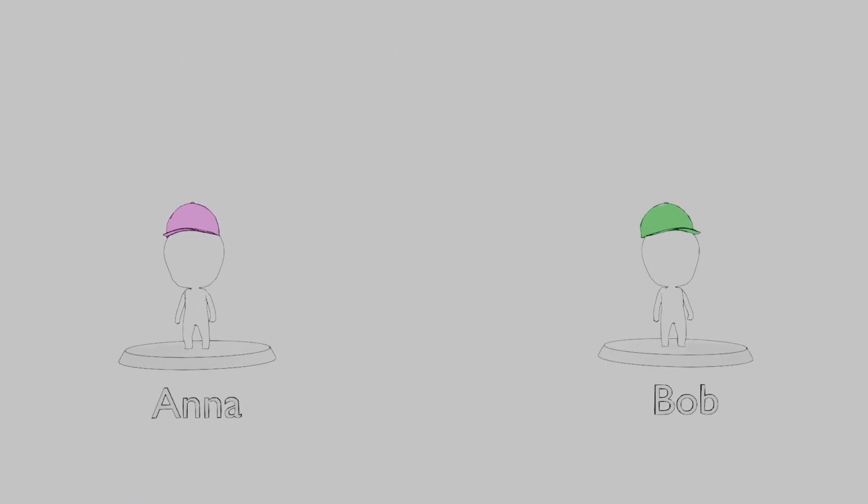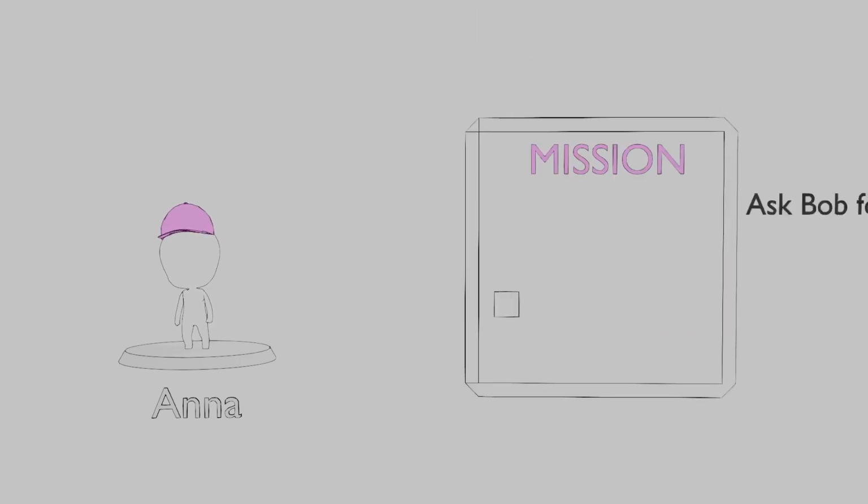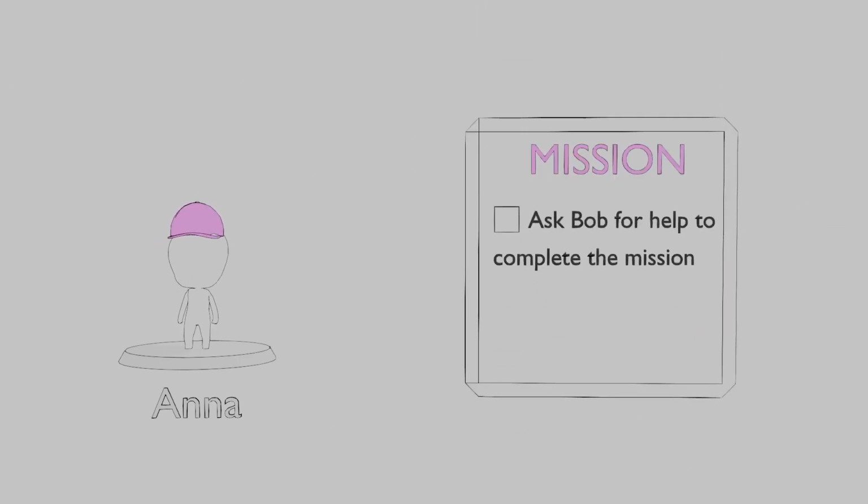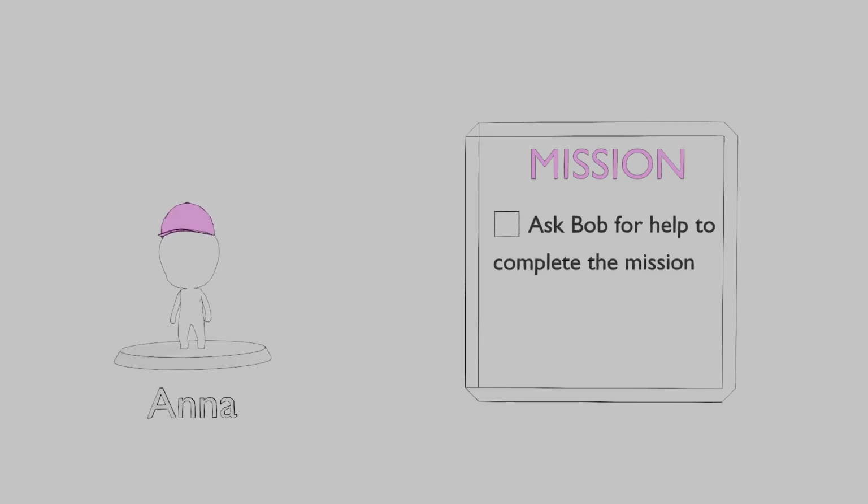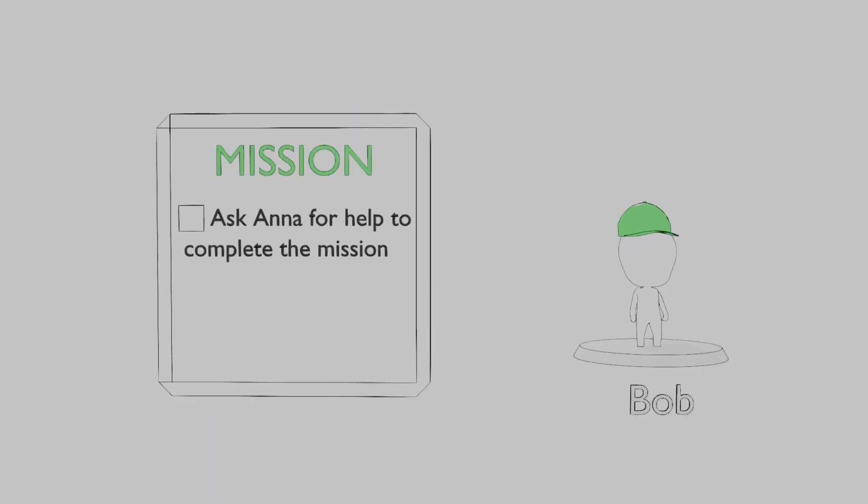To understand it better, let's use a short story. Meet our characters, Anna and Bob. Anna has one mission, and Bob has another mission. Anna has mission 1. She needs to ask Bob for help to complete her mission. Bob has mission 2. He needs to ask Anna for help to complete his mission.